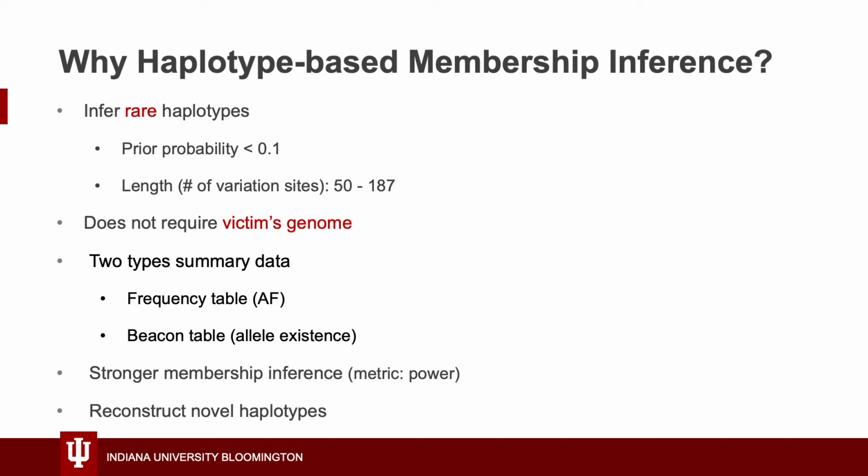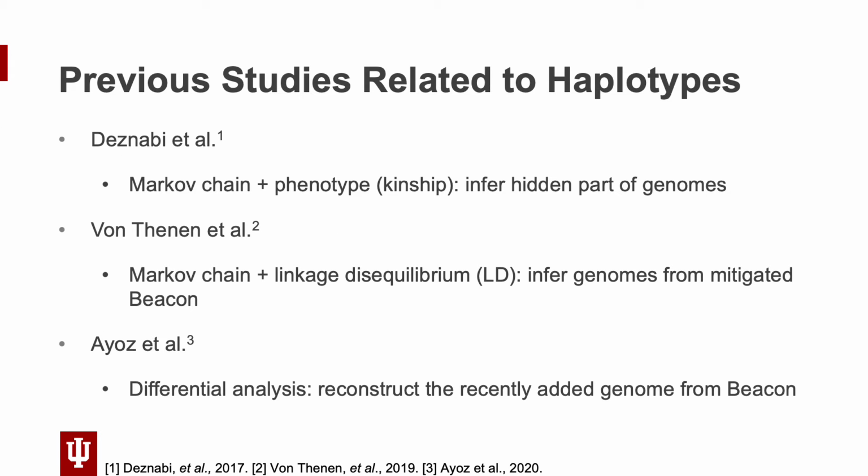When we consider that the victim's genome is available, our method could still achieve higher power compared to previous membership inferences. Last but not least, we were able to reconstruct novel haplotypes that are not discovered from the public resources. We note that there are previous studies related to haplotypes, however, they propose their methods for a different purpose.